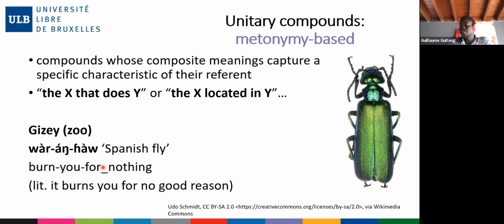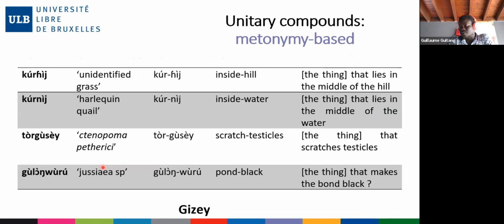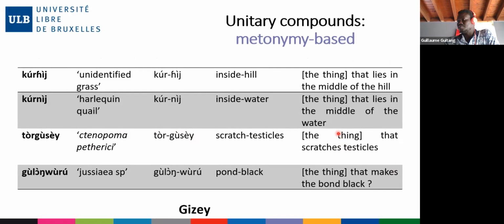And then you have other examples, Kurhi, which is an unidentified grass, the thing that lies in the middle of the hill; the harlequin quail, the thing that lies in the middle of water; Torguzei, the thing that scratches testicles. Actually this is a fish, and the belief is that, voila, I let you picture the image. So you eat a fish and your testicles begin to scratch. I don't know exactly how. And then there is this example of the gulonguru, which I'm not very sure about, but it seems like it is the thing that makes the pond black.